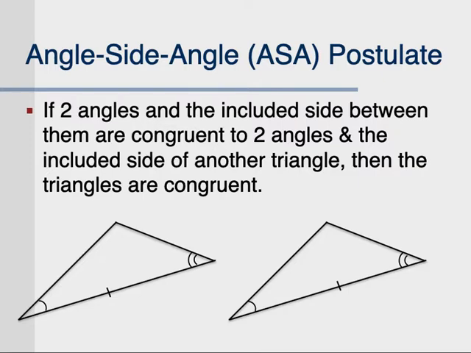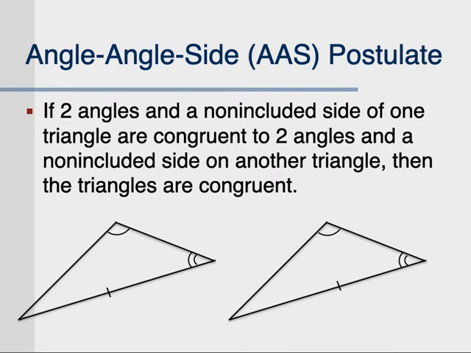Next postulate, add this diagram to your postulate paper. The angle angle side postulate, or AAS, says that if two angles and a non-included side of one triangle are congruent to two angles and a non-included side of another triangle, then the two triangles are congruent. Add these two diagrams to your AAS box.